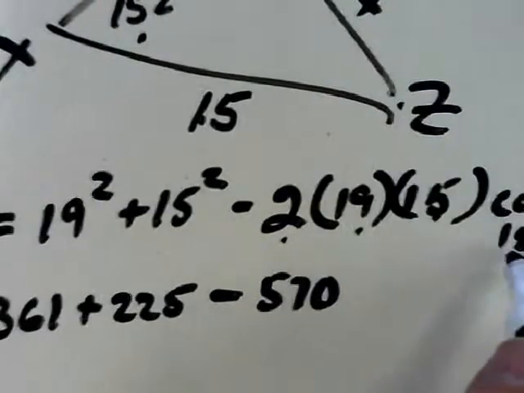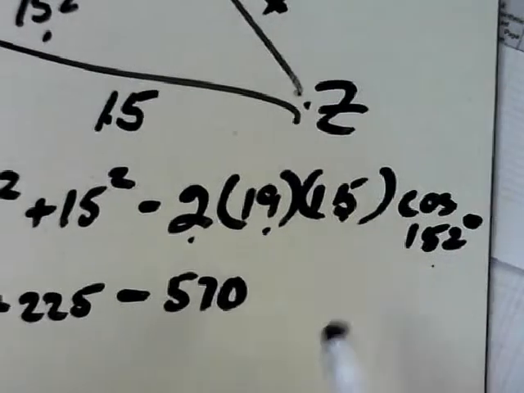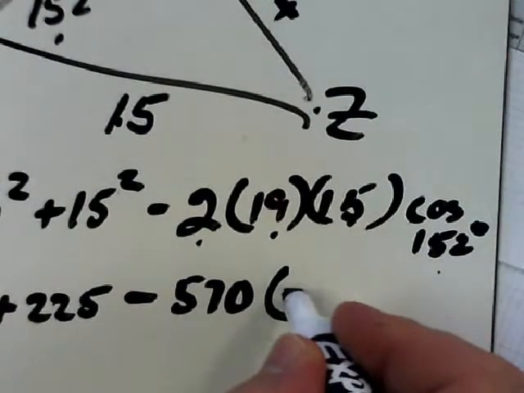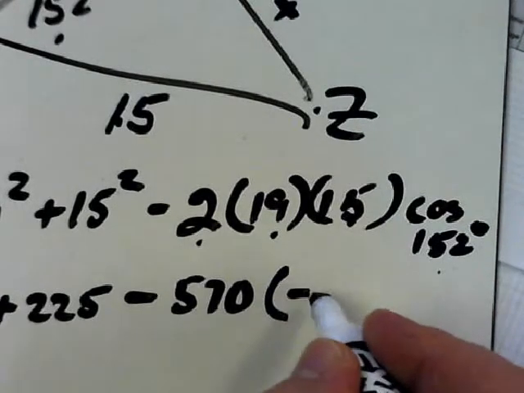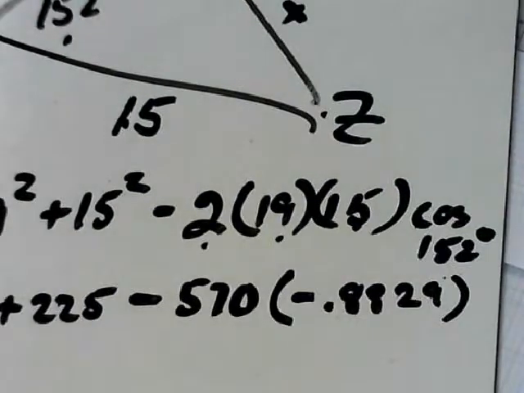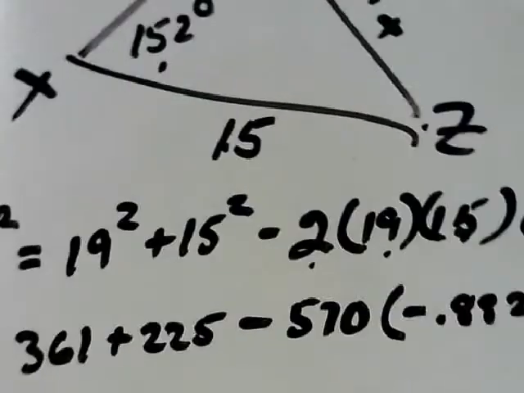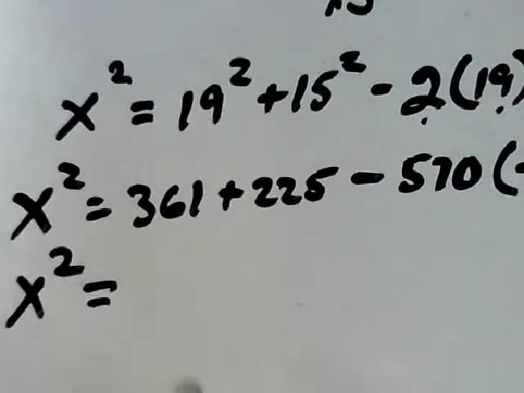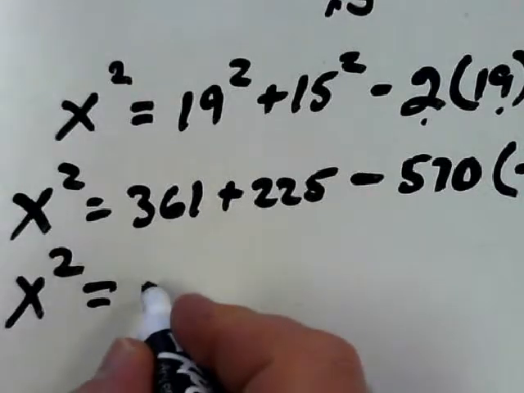What's the cosine of 152 degrees? Mine's negative 0.8829. Oh, man, it was right. Right? Yeah. So then down here, I'd have x squared equals, what's 361 plus 225? 586.